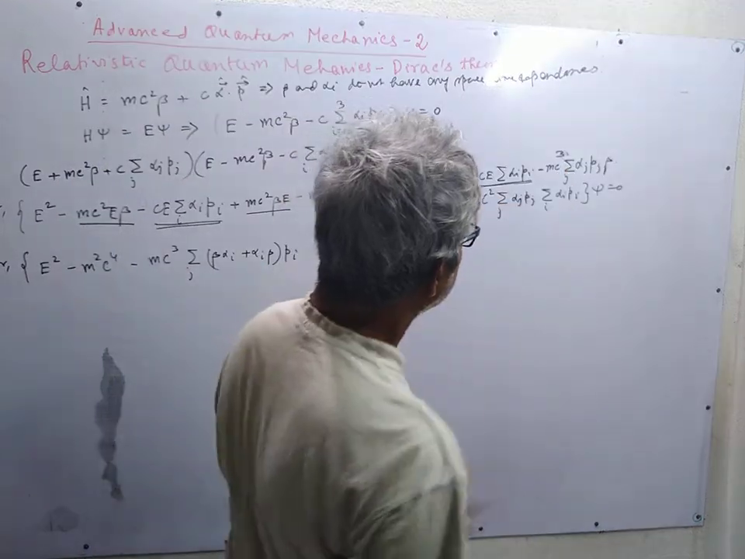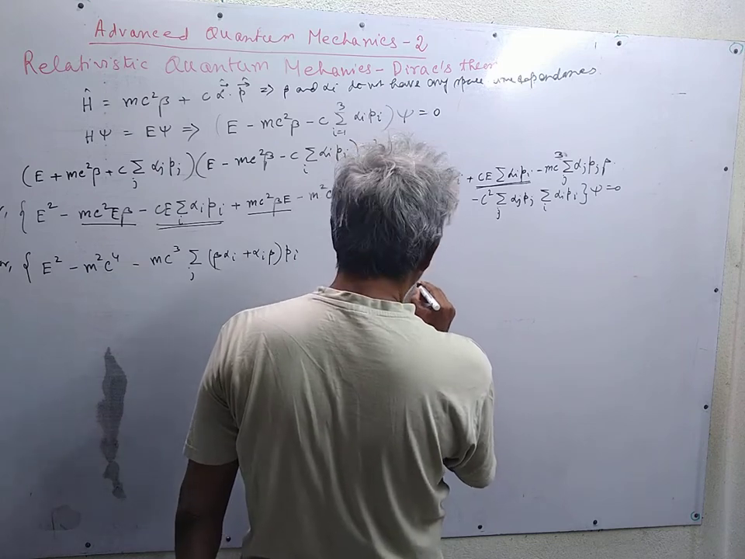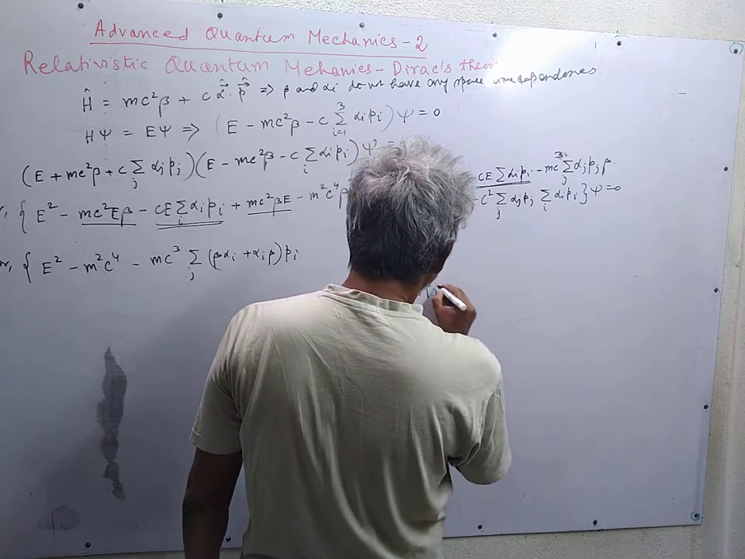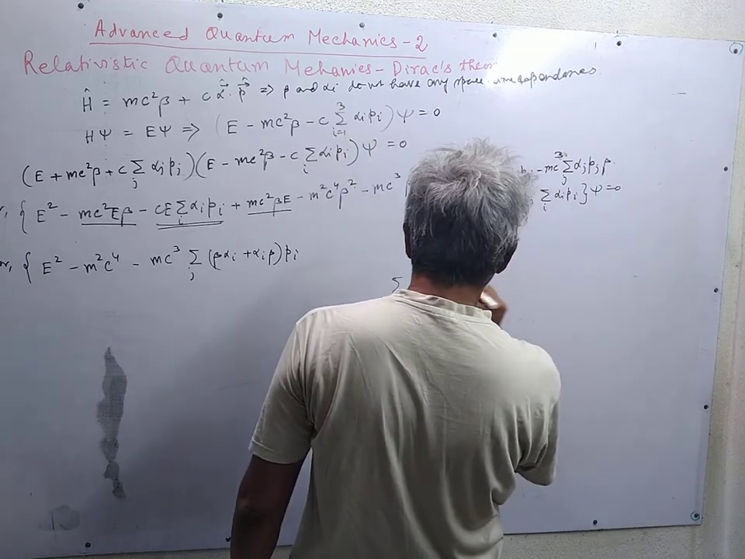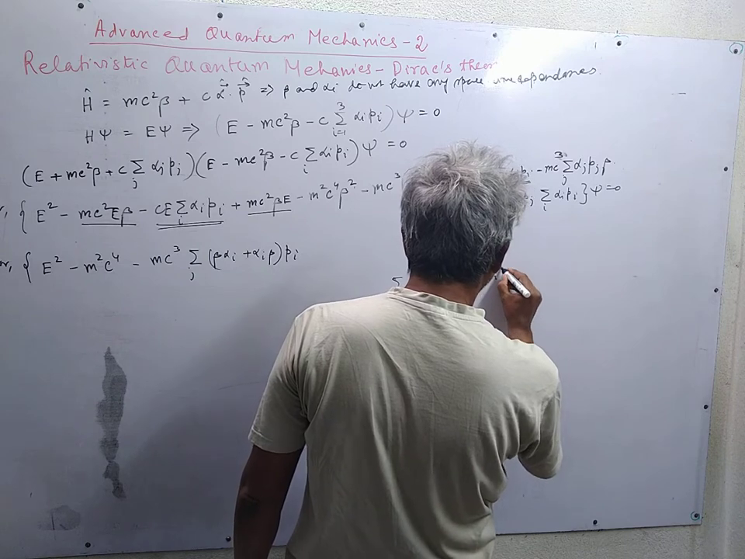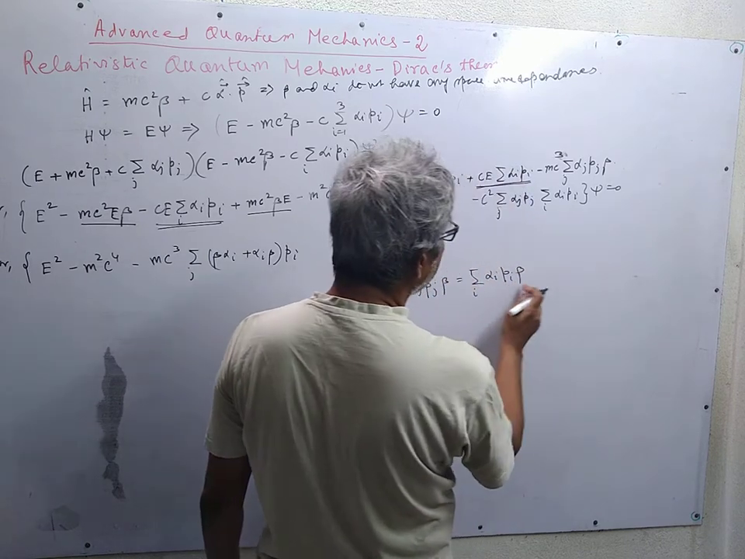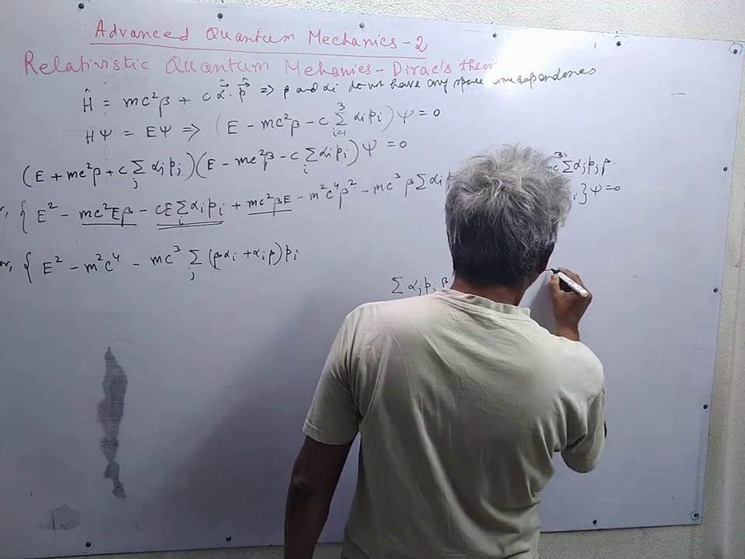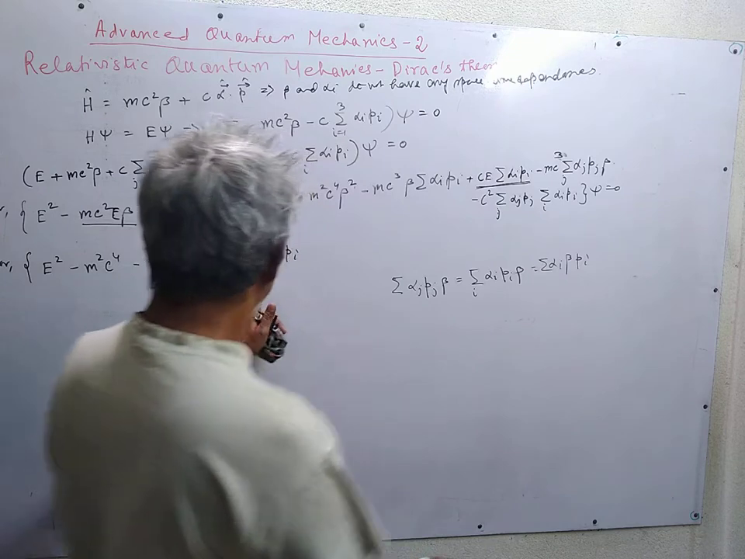Note that this term was sum alpha j pj beta, where j is a dummy variable. Since this does not contain any other dummy variable, I write it alpha i pi beta. Since p and beta commute, we write it alpha i beta pi. So this is the term.